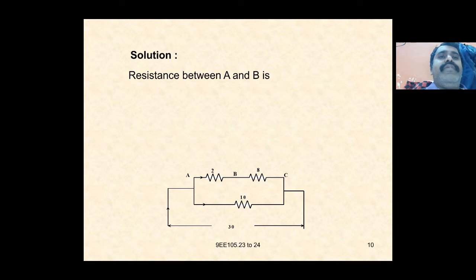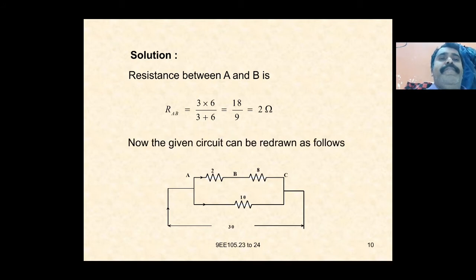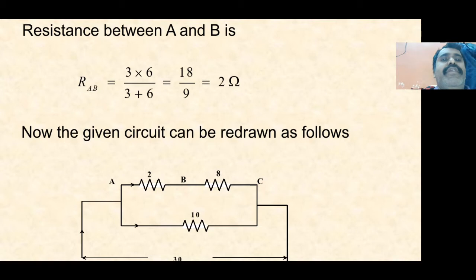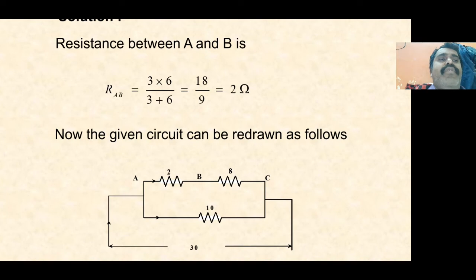Here, the resistance between A and B, RAB, is equal to 3 into 6 by 3 plus 6, which is equal to 18 by 9, which is equal to 2 ohms. Now the given circuit can be written as follows, where the 2 ohms and 8 ohms are connected in series. Again we add them, RAC is equal to 2 plus 8, which is equal to 10 ohms. 10 ohms and 10 ohms are connected in parallel. Again we have to do the parallel combination.